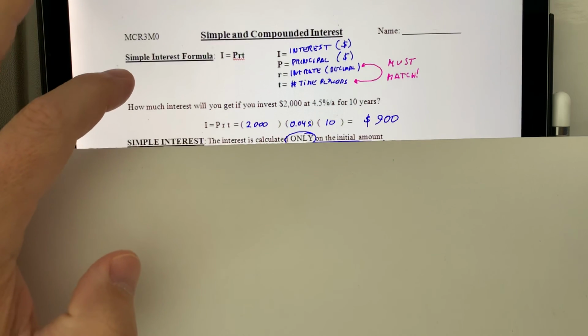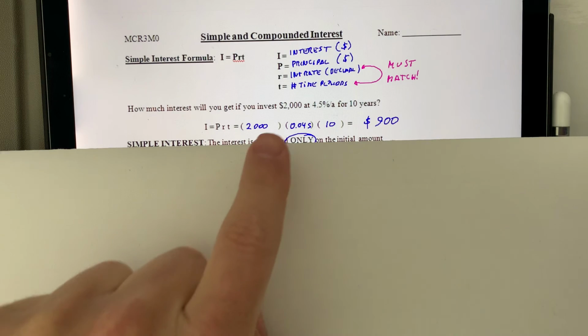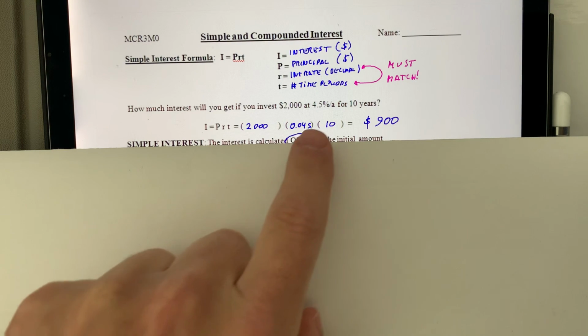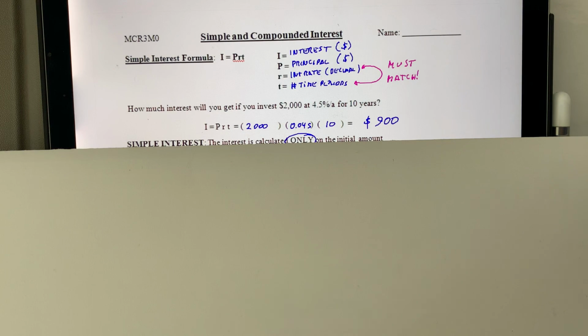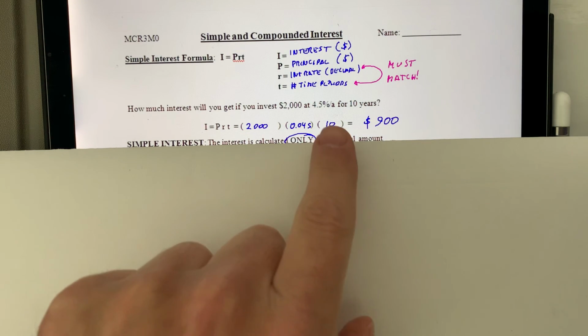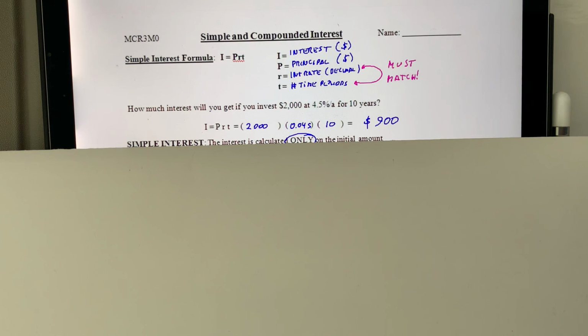So in this example, how much interest will you get if you invest $2,000 at 4.5% for 10 years? Well, P is 2,000. The interest rate is 4.5%, that's 0.045. And 10 years. See that slash A over there? Slash A means per annum, and that means per year. Pretty much all the interest rates I'm going to give you in this lesson are going to be per year, so they're all going to have the slash A.